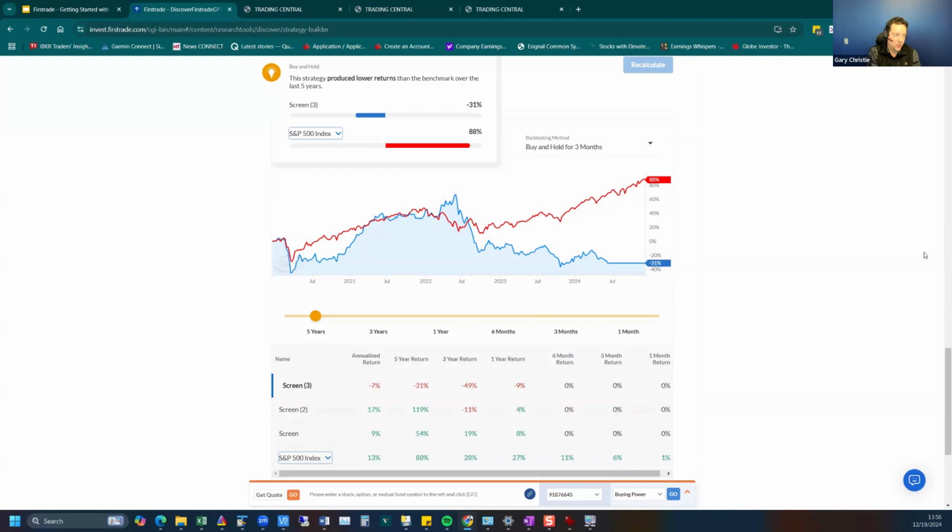And here you can see it's much worse, right? Probably makes sense. These junior companies are more growth oriented, so they're not really focused on dividend income. So you can see how that affects your screen.